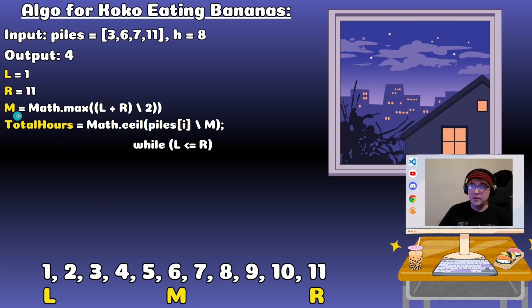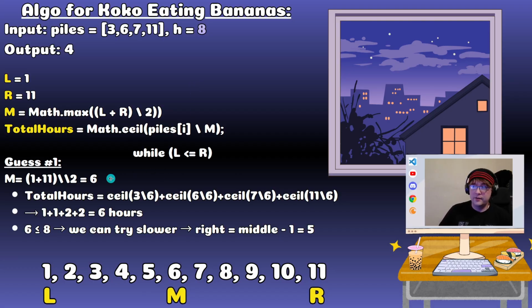And like before, the middle pointer represents left plus right divided by 2. And the total hours variable will be created by looping through the entire list, checking the pile's amount divided by m, whatever that may be, and storing the collected amount of hours you get by scanning through this. And we're going to keep doing that while the left pointer is less than or equal to the right pointer. Unlike regular binary search where you would return the middle pointer, you're only going to be returning the left pointer. And as you see this algorithm go step by step, you're going to see why.